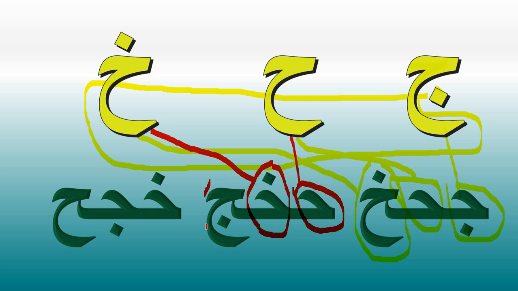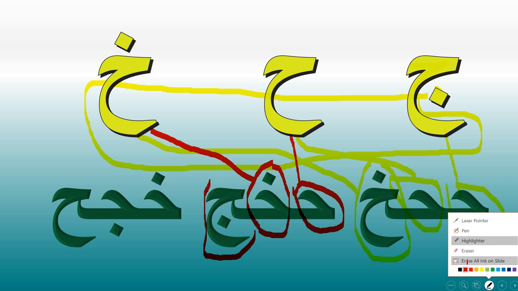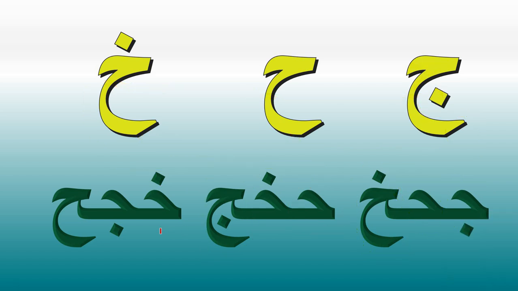Next one here is I think easy now. Yes, جيم. Let's erase all this ink. It makes a lot of mess. Yeah, it's more clear now. Can you see? What letter is this? It has a dot at the top. The one that has a dot at the top is خاء.